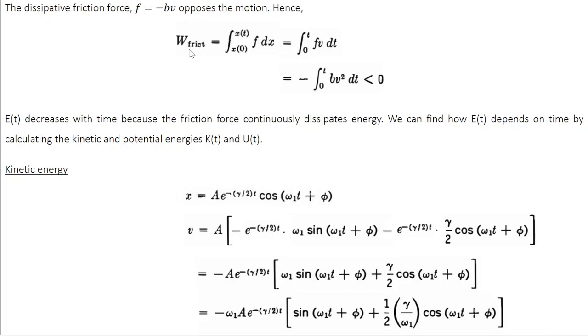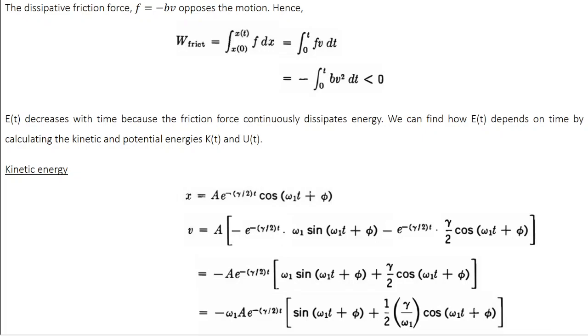And what is the expression for the work done? W is going to be the integral from x of 0 to x of t of F dx. Instead of dx, I can write v dt. Consequently, the limits of the integral change from 0 to t. Substituting for F, this is minus the integral from 0 to t of b v squared dt. So I have a negative sign here. So the work done, or the corresponding energy, is going to be a negative energy.